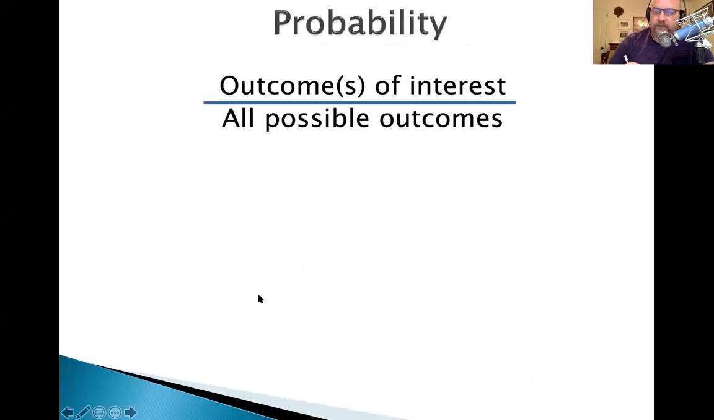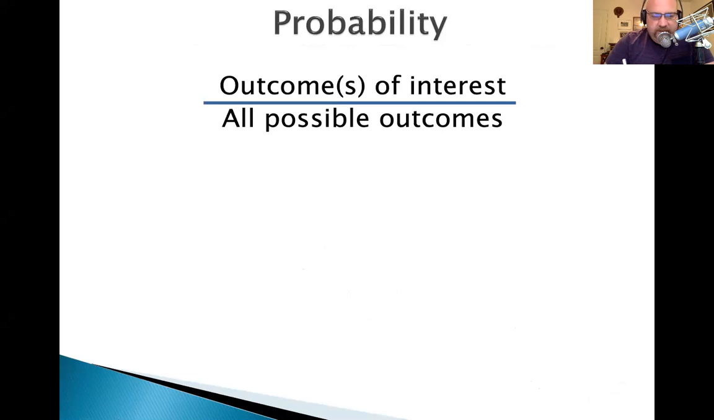Here's a little formula for you that I was just talking about. In your numerator on top, you have the outcome of interest, and all possible outcomes go on the bottom in your denominator. The math is the easy part, but the language is a little tricky.